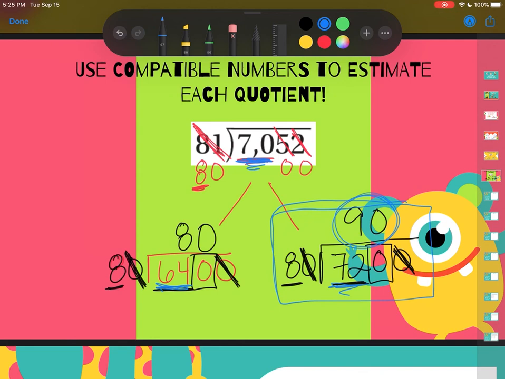So that is estimating quotients with 2-digit divisors. The key thing is to round your divisor first. Round your divisor to the tens place. And then you're going to look at its digit in the tens place. So in our case, this was 8. You're going to look at that digit to determine your compatible numbers just like before. The only extra step is rounding your divisor and then canceling out zeros if you can.